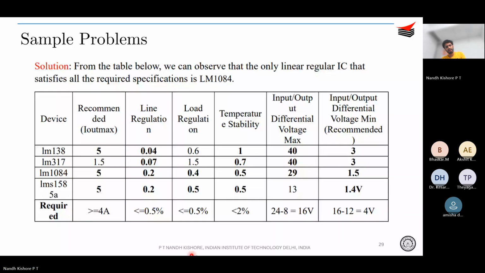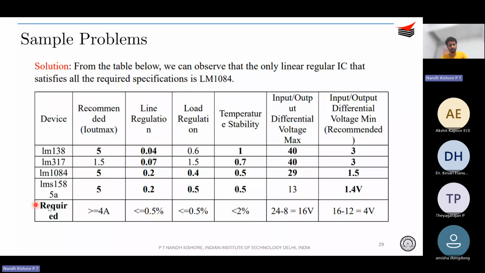Okay. So that is what we were just seeing from the specification. This is what is required. More than or equal to 4 amps, less than or equal to 0.5 load regulation, less than or equal to 0.5 line regulation, less than 2% temperature stability, and worst case differential is 16 volt, that is 24 input and 8 volt output, and the other end, that is the minimal differential, is 16 volt input and 12 volt output. So which of the following satisfies, means you understand that 1084 is able to satisfy all of these, right? Okay.